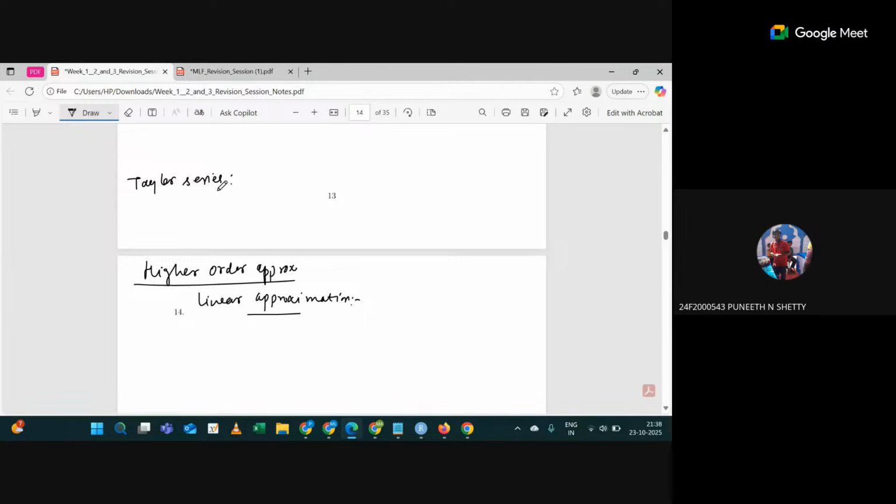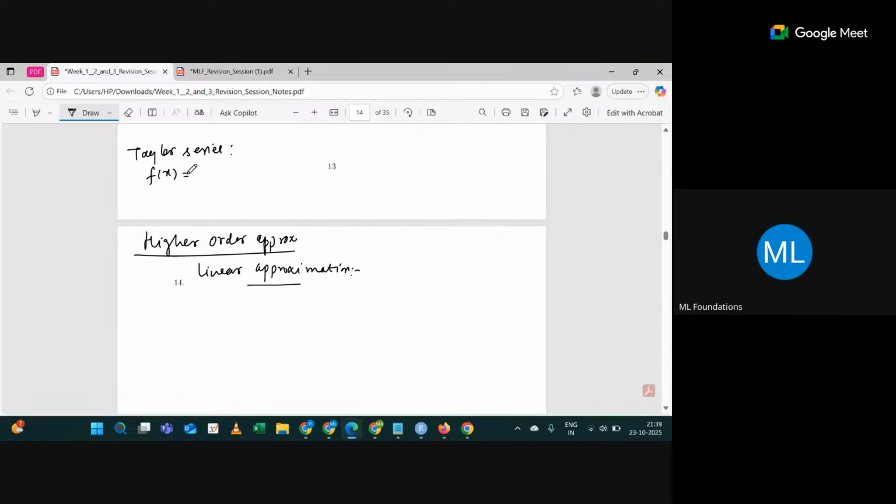We can write 1 plus x square by 2 factorial up to x^n by n factorial. Basically f of x is f of a plus f dash a into x minus a, plus f double dash a divided by 2 factorial into x minus a whole square, and so on. In terms of sigma, f of x is equal to the summation n equal to 0 to infinity of f^n of a divided by n factorial into x minus a raised to the power n.